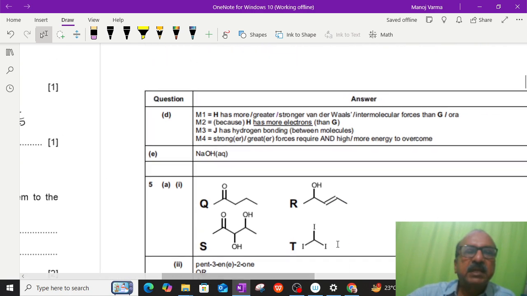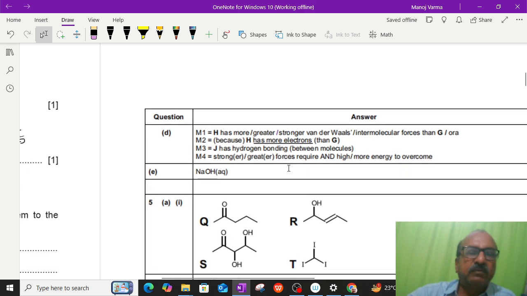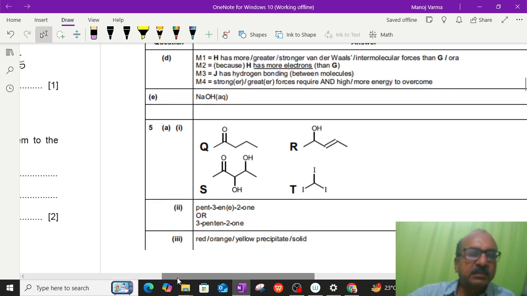So let's see what is the answer. Sulfur dioxide would be produced on combustion, which contributes to the acid rain. Right. So that was the answer. So I think you understood this.